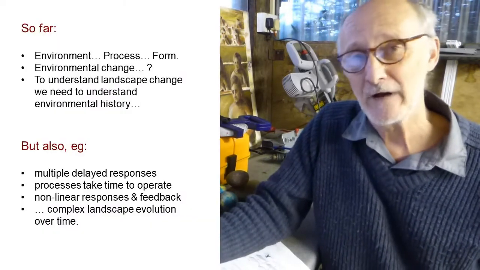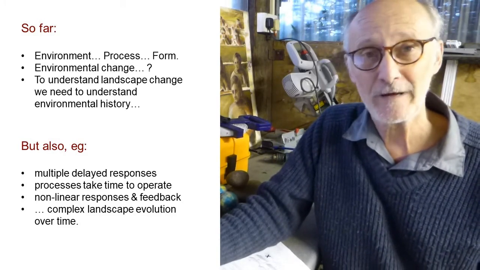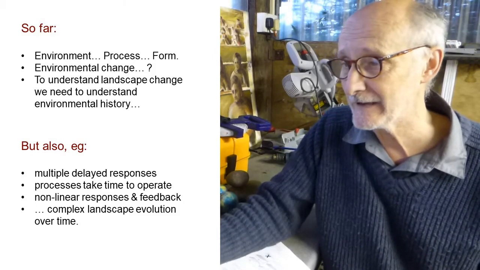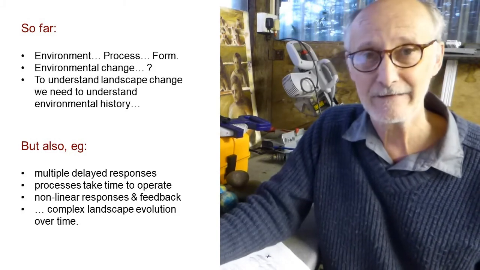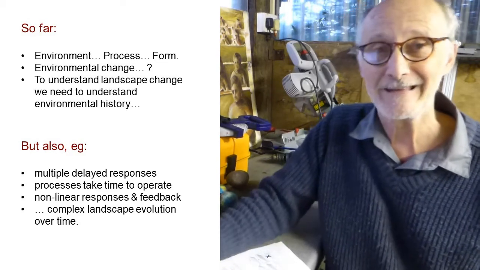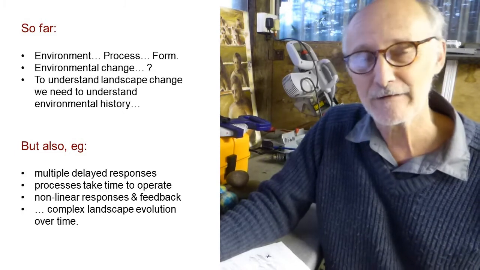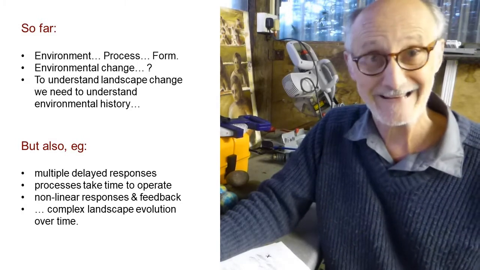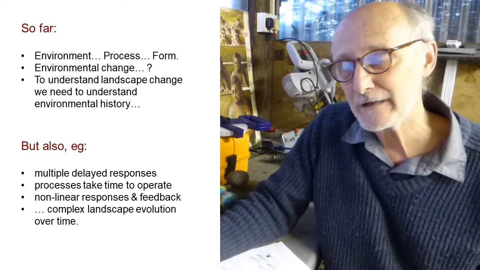So just to review where we are, we've talked about the environment being a driving factor behind the processes that control landforms. We've talked about the fact that environments change over the course of time, for example climate change and sea level change. And so it's clear that in order to understand landscape change, we do need to understand environmental history. That's what we're going to talk about next time when we look at the Ice Age and its impact on the landscapes of the UK, as a nice example of long-term environmental change being a key driver in landscape change. But there are also some other ideas that we need to think about.